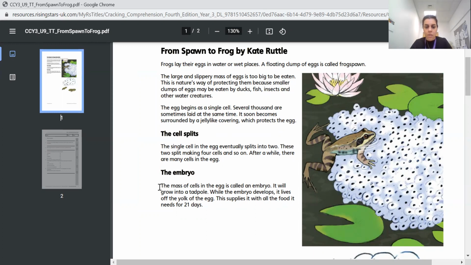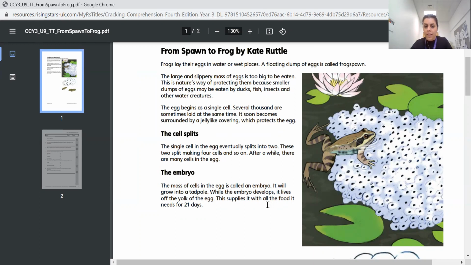The embryo. The mass of cells in the egg is called an embryo. It will grow into a tadpole. While the embryo develops, it lives off the yolk of the egg. This supplies it with all the food it needs for 21 days. So while the cells are multiplying and it develops into a tadpole inside the egg, the food that it lives off is the yolk of the egg.